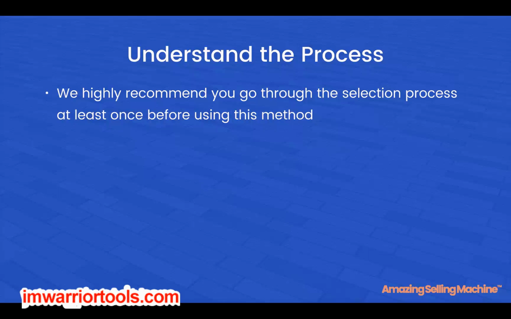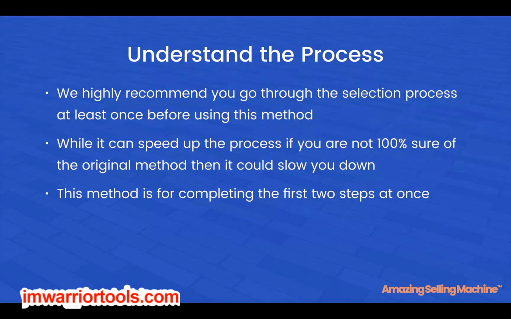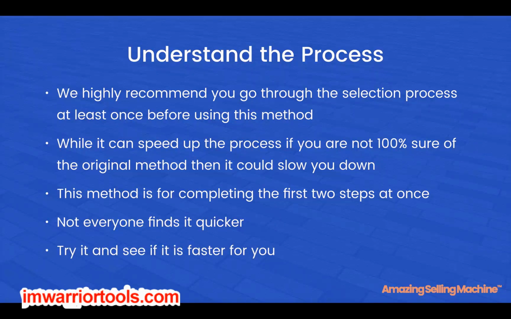So we highly recommend you go through the selection process at least once before using this method. In other words, add 5 to 10 primary products and then add the competing products, as we did in the previous 2 lessons. While this second method can speed up the process, if you are not 100% sure of the original method, then it could actually slow you down. So this method is for completing the first 2 steps at once, and not everyone finds it quicker. Try it and see if it is faster for you. If it isn't, then by all means stick to the original method.